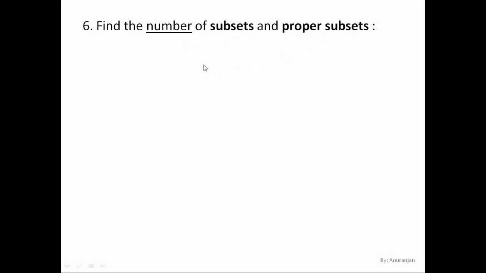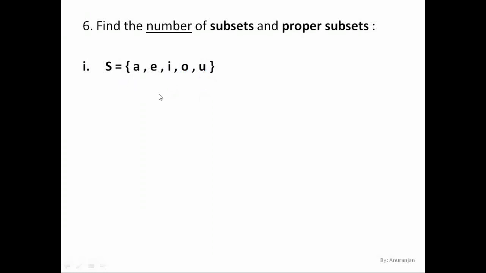Next, find the number of subsets and proper subsets. So we have to find the number of subsets and proper subsets, not the subsets and proper subsets. Read the question carefully. Number, we know the formula to find the number of subsets and proper subsets, so we'll apply that. S is equal to {a, e, i, o, u}. So here what will be the number of subsets of set S?